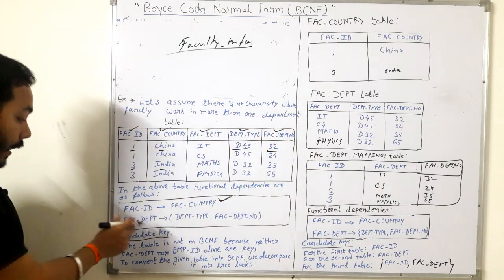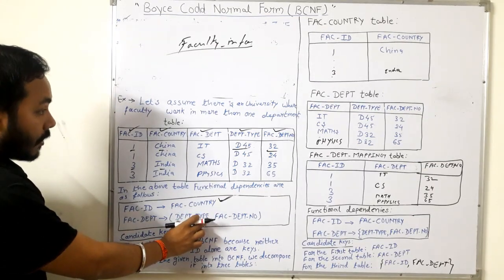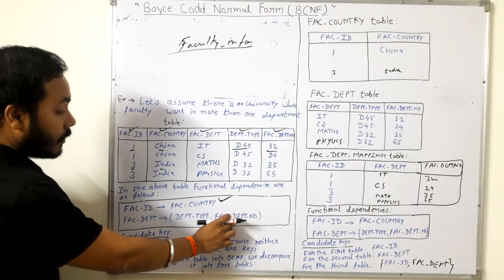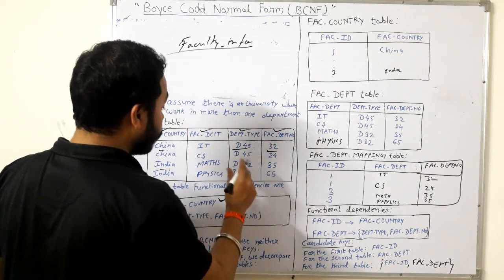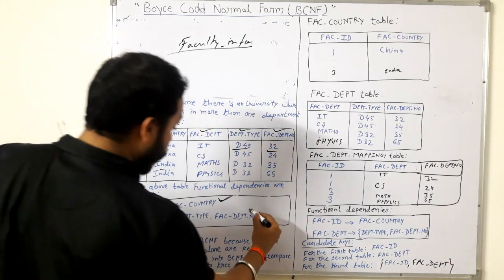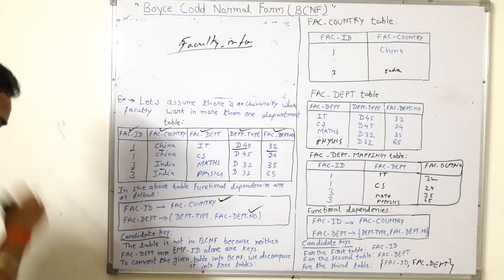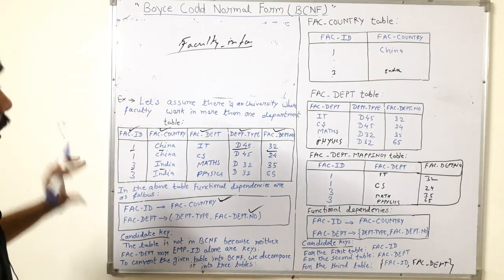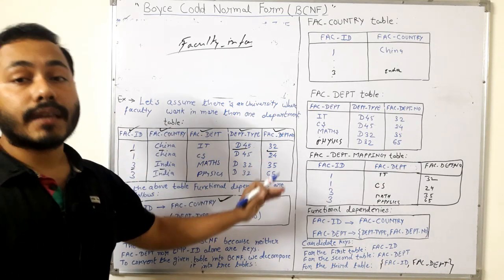So faculty department is implying department type and faculty department number. Okay, so this functional dependency also exists. Now we cannot say that this is in BCNF.